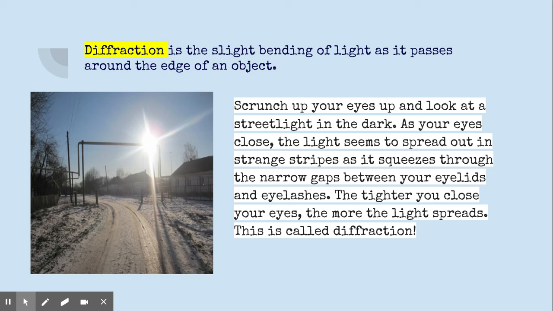If you scrunch up your eyes and look at a street light in the dark, the light seems to spread out in strange stripes as it squeezes through the narrow gaps between your eyelids and eyelashes. Well, the tighter you close your eyes, the more the light spreads out. This is called diffraction, and you can see this in the picture.